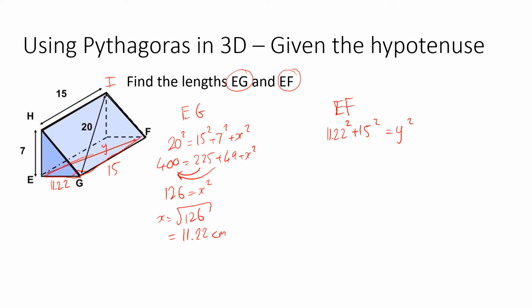That's going to equal 351 on the left-hand side. It's equal to our y squared, so we just need to square root that, and we're going to get that y is 18.73. Again, I'll assume centimeters.